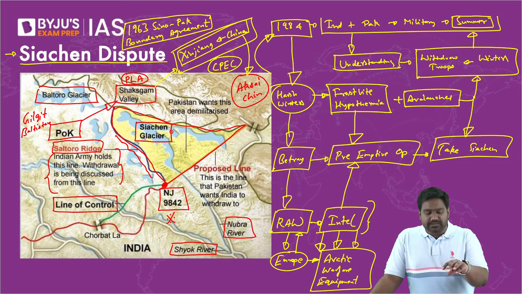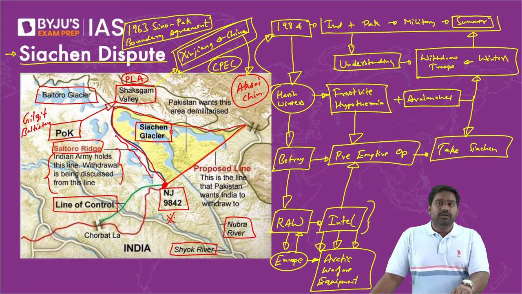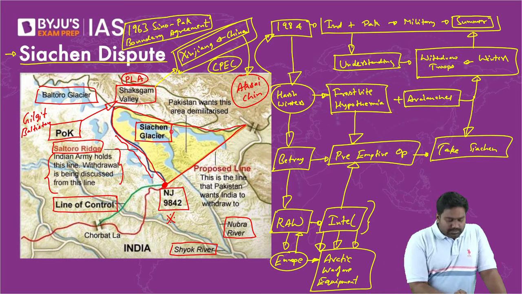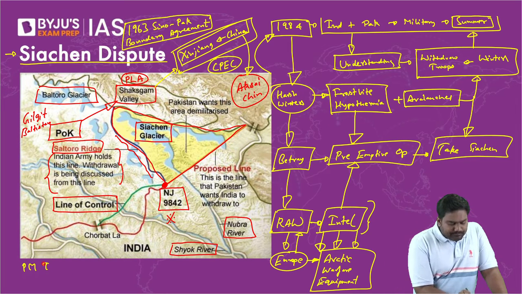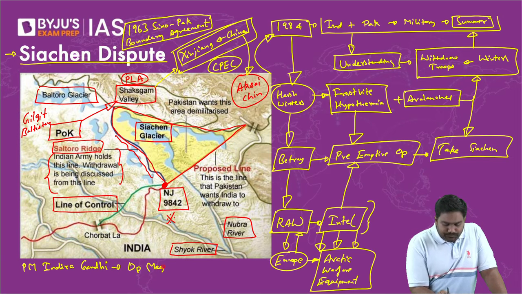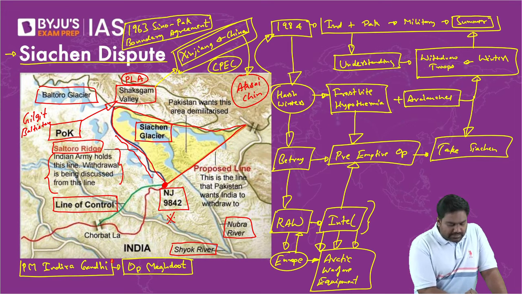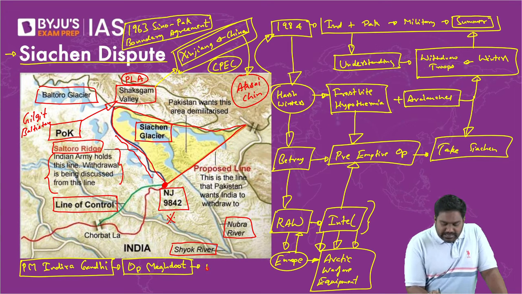Given the harsh geography and the climate here, it becomes very, very challenging to fight a battle here and take back Siachen. So, based on this assessment, Prime Minister Indira Gandhi ordered a military operation called Operation Meghdoot. Operation Meghdoot was ordered by Prime Minister Indira Gandhi, and this would be India's preemptive operation to take Siachen before Pakistan could even make the attempt.